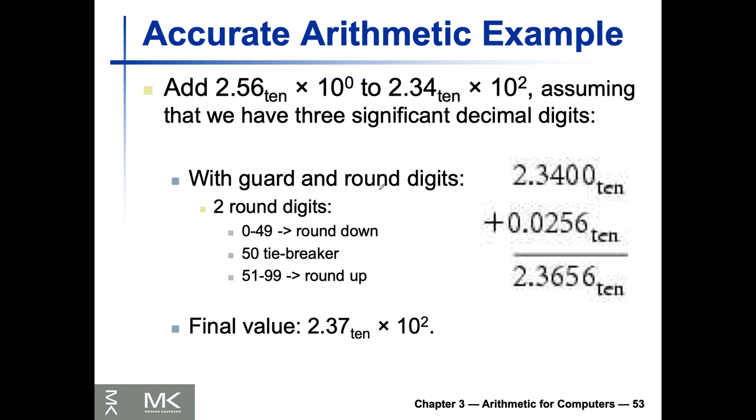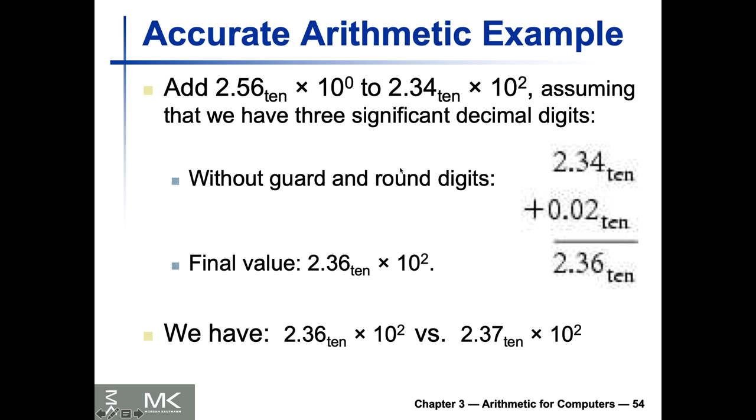Okay? So after computing this, you're going to have 2.3656. So 56 is above half, so the final value becomes 237 times 10 to the power of 2, because we have two round digits here. So we arrive at the final value of 237. This happened because we had guard and round digits. What if we didn't have them? If we wanted to compute the same thing without the guard and round digits, the final value would be 236 instead of 237. And that was just a small example.